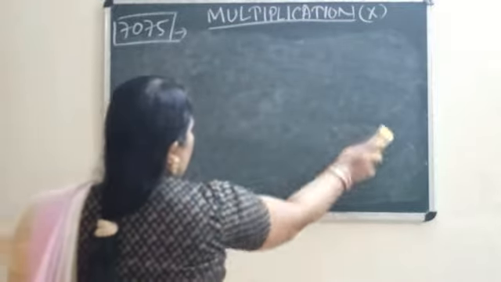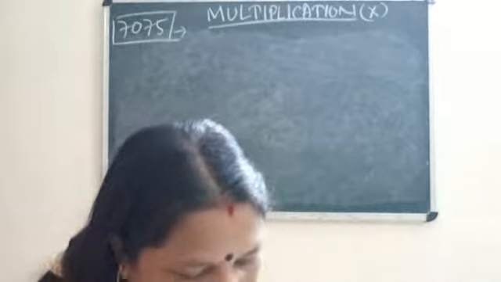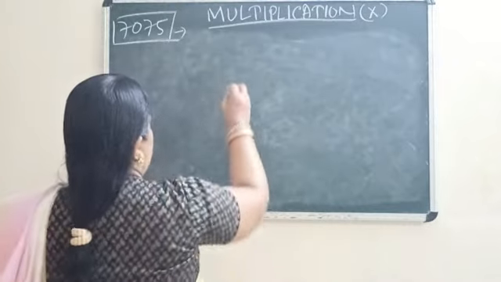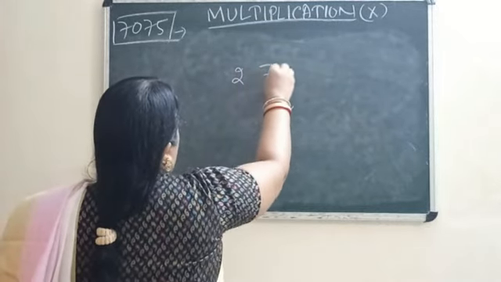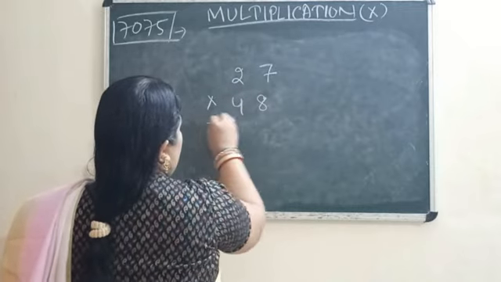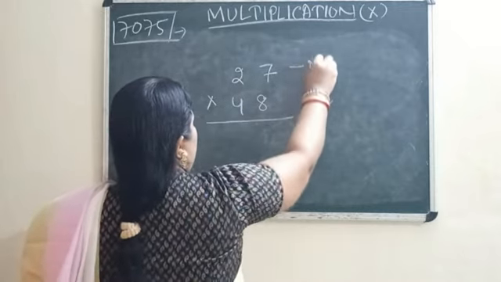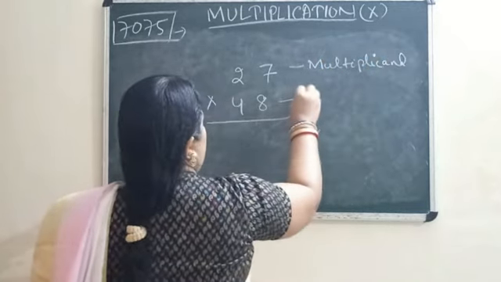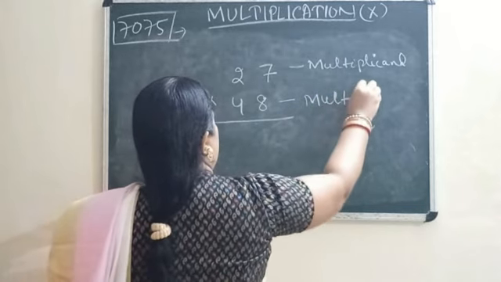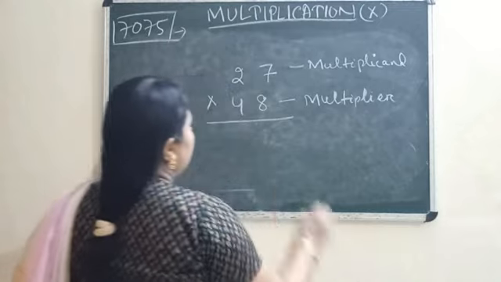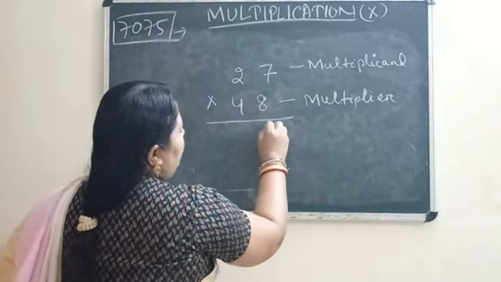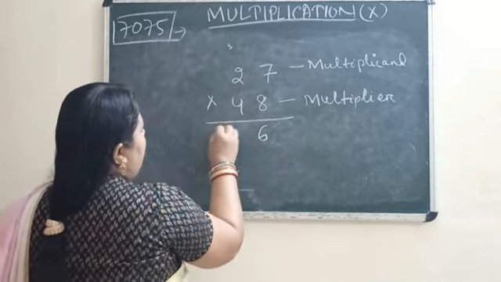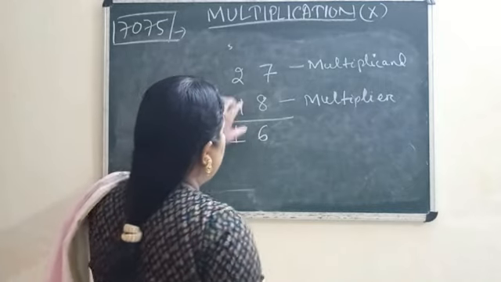I will show one short example. After that, in the next class we will discuss the properties of multiplication. 27 multiply by 48. So this is multiplicand, and this is multiplier. We will start from ones place. 8 7s are 56, 6 and 5 carry. 8 2s are 16 plus 5, how much? 21. Over. This part is over.